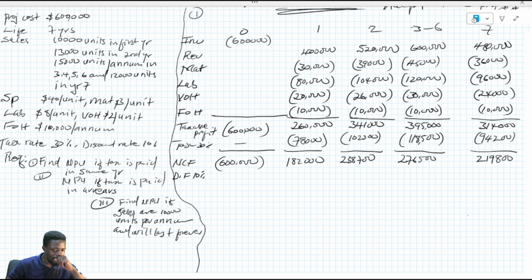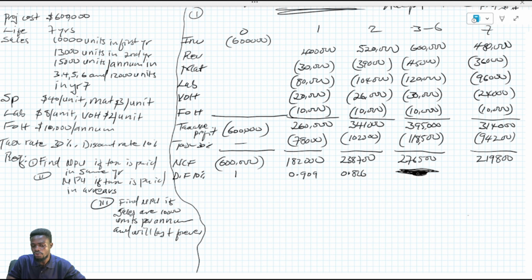Good. Now, at year 0, it's always 1. Remember, at year 0, it's always 1. So you look at your present value table. 10% at year 1 is 0.909. And 10% at year 2 is 0.826. How about here? Look at this one.